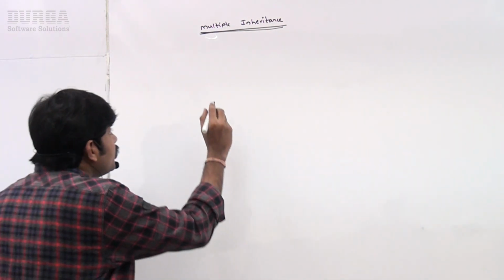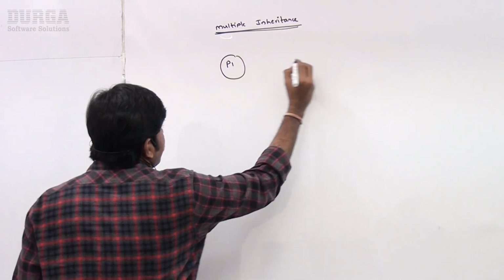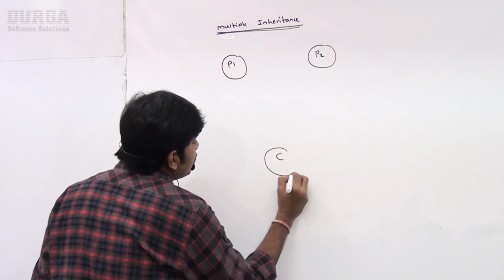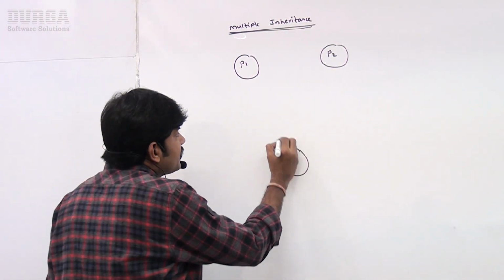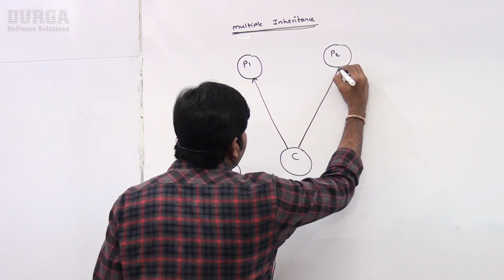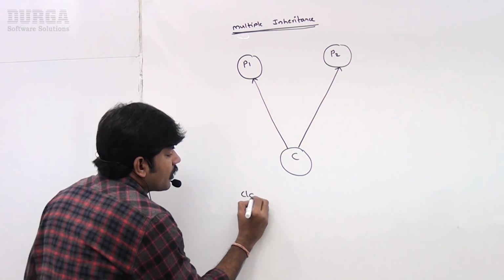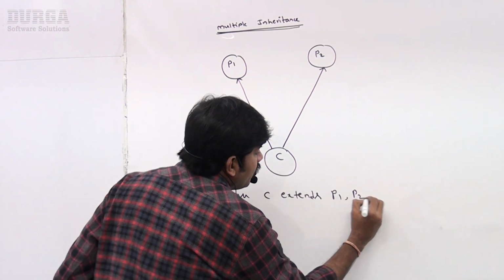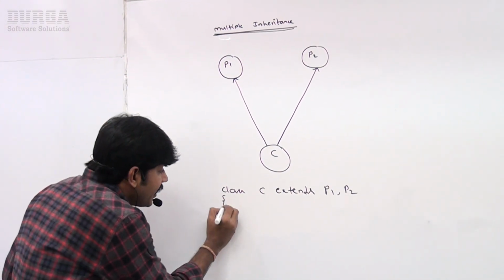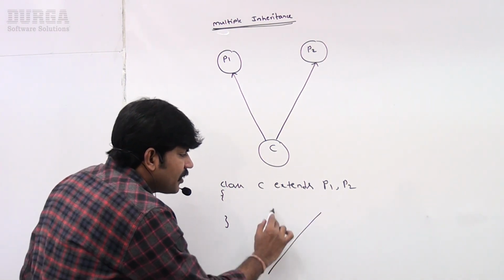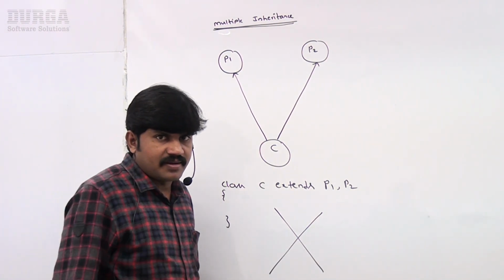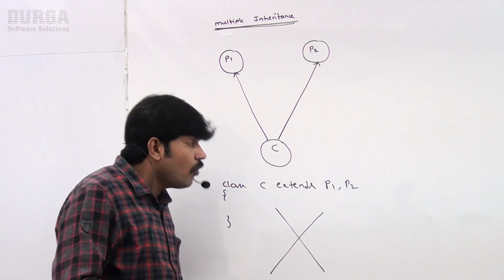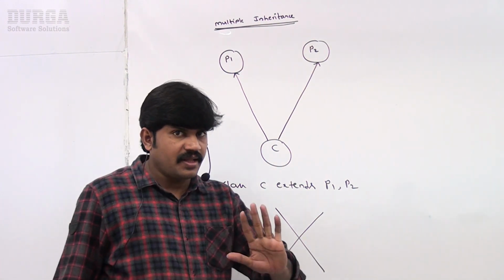Very simple, sir. Assume this is parent 1. Sir, this is parent 2, like this. Now I am taking C. Now see, if class C extends P1 and P2, if I write like this, immediately we will get a compile-time error. The compiler will give an error. Sir, now what is the reason? Why won't Java provide support for multiple inheritance? What is the reason for that?